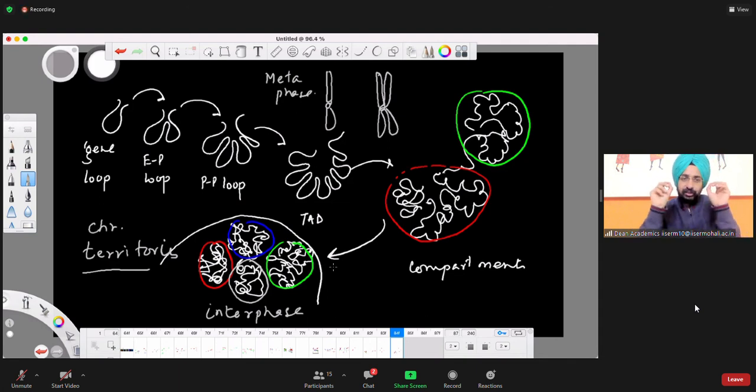Which origin of replication will be fired when is actually bookmarked. They are bookmarked in the early G1 phase. Although replication will happen in S phase, there is something called bookmarking of regions, which functions as a memory. In the same way, there are certain histone modifications which function as a bookmark for chromatin localization.